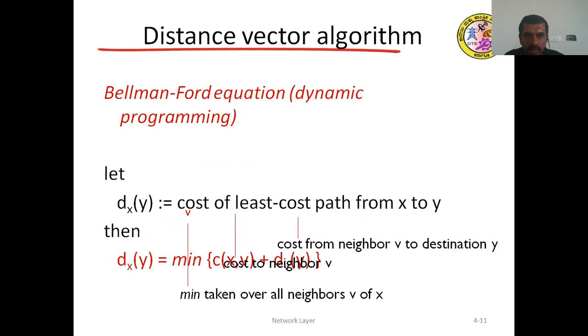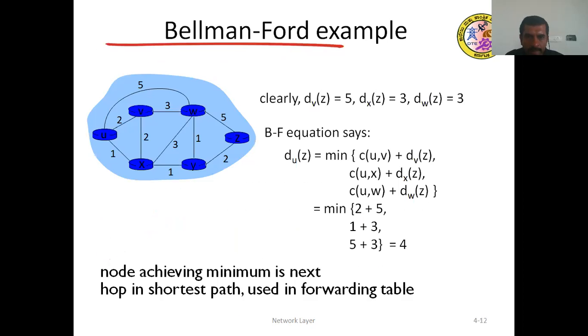Next, we'll be seeing the Bellman-Ford equation, which is called the distance vector algorithm, which comes under dynamic programming. So Bellman-Ford: clearly d_v(z) equals 5, d_x(z) equals 3, and d_w(z), the destination, is 3.